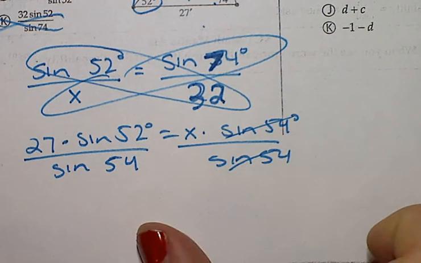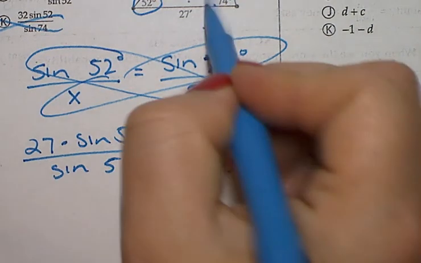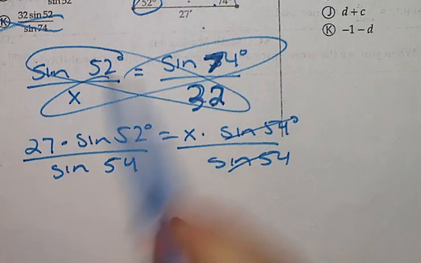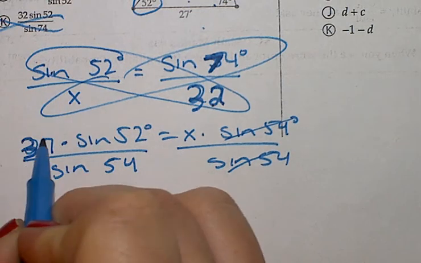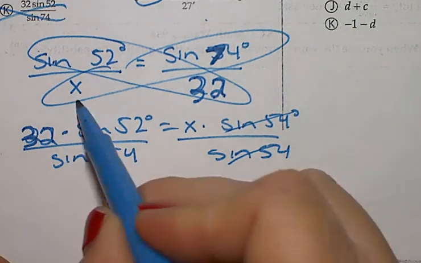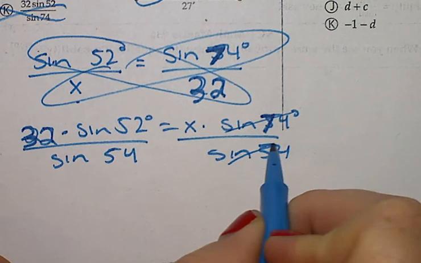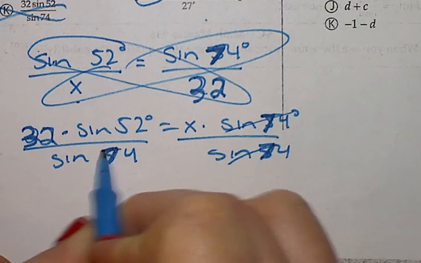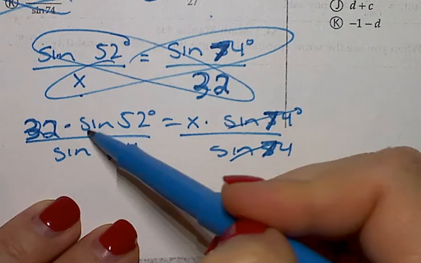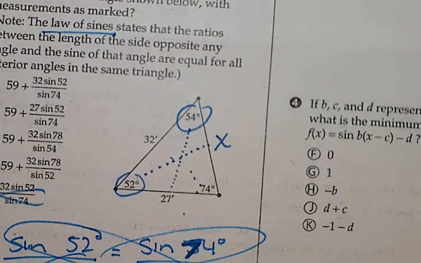With law of sines, you want to choose the largest angle first when you get to choose between two of them. Okay, now, I have 32 times the sine of 52. And then x times the sine of 74, divide by the sine of 74. Now do we have anything up there that says 32 times the sine of 52 over sine of 74? It is F.